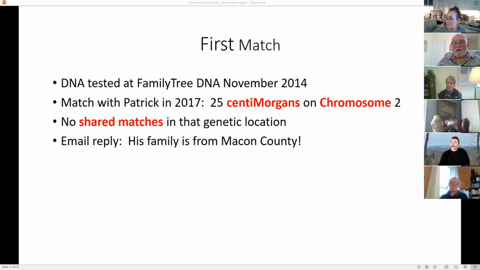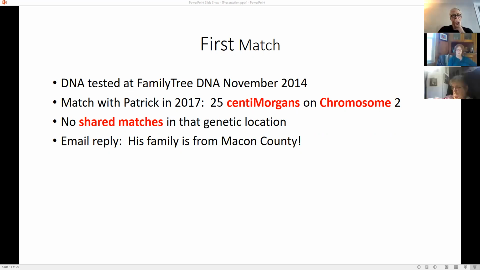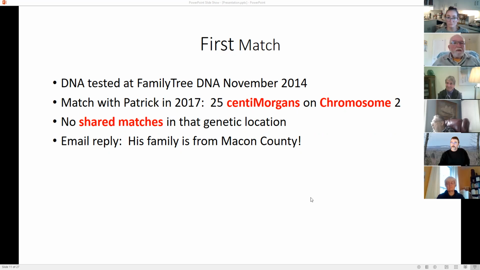So using the communication system from Family Tree DNA, I sent Patrick an email, and back came, because I was curious. I mean, he's in a section where I have nobody else matching. And he wrote back and said that he was from Macon County. So that got me very, very excited, as you might think.